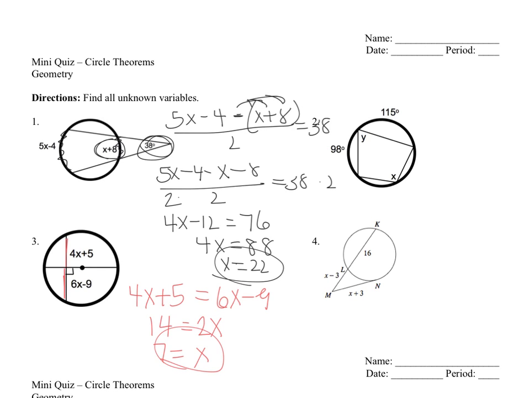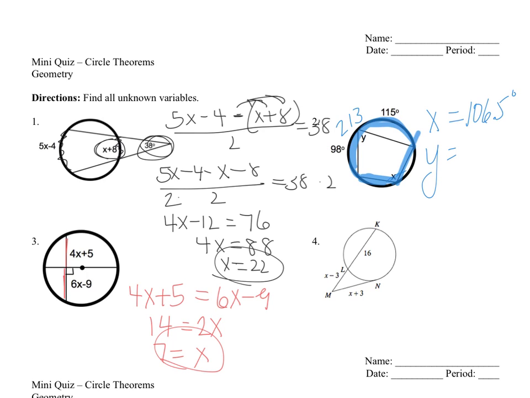If I look at this next one, number 2, start at x. X is what kind of angle? It's an inscribed angle. Notice the piece of pie I'm making. So 98 plus 115 makes the arc for x. 98 plus 115 is 213. So how do I find x? Divide by 2. 106.5 degrees. Don't forget your degree signs.